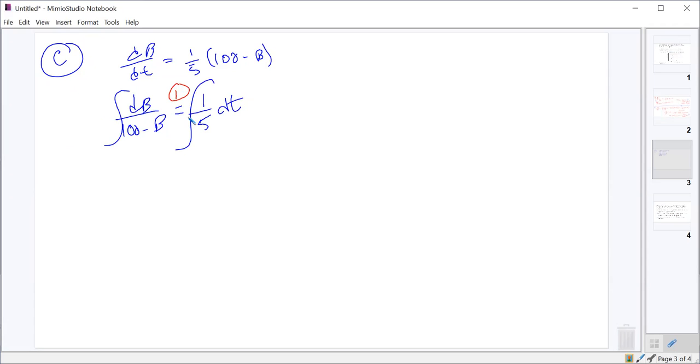Then we integrate. On the right-hand side, that should just be 1/5 t plus a constant. On the left-hand side, we have to do a u-sub. u equals 100 minus B. If u is 100 minus B, then du is negative dB. So we put a negative inside, a negative outside. And we end up with negative natural log absolute value of 100 minus B. And this is worth 1 point for getting both integrals correct, and 1 point for remembering to write plus C.